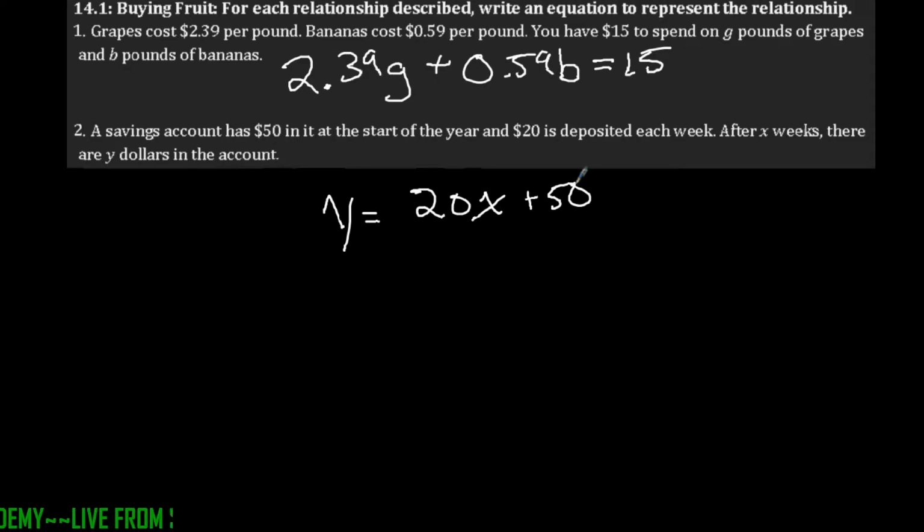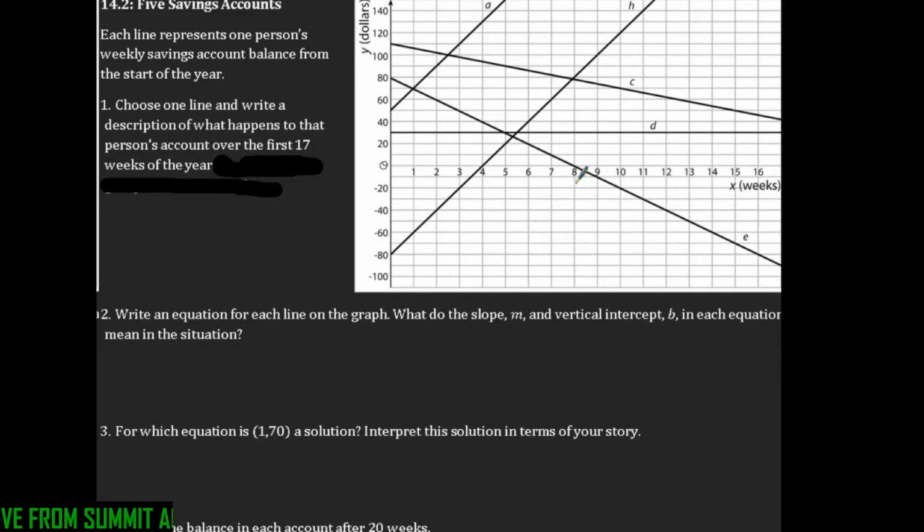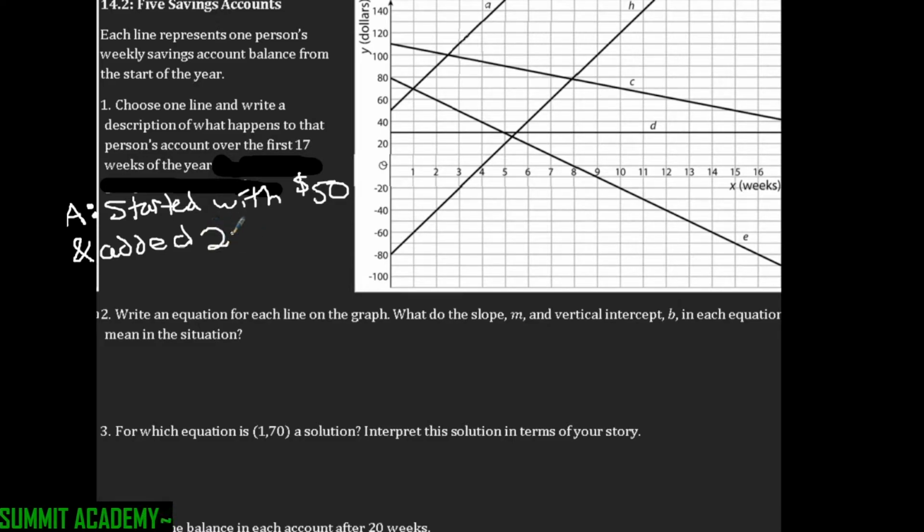In the next part, for 14.2, it says each line represents one person's weekly savings in a balance account. So it says choose one of the lines and write a description. Let's choose line A. I'd say let's say they started with $50 and they added $20 each week. So that's what it's saying.